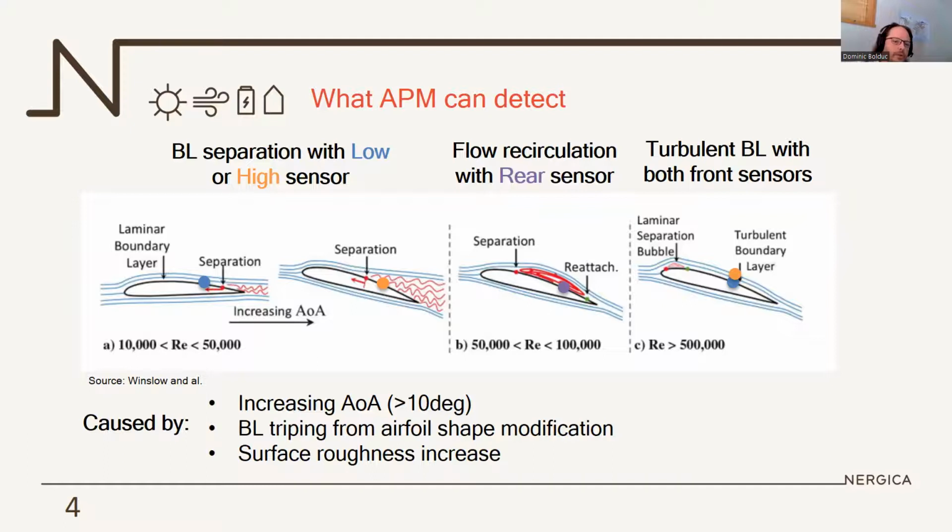For sure, it can be caused by increasing angle of attack, but it can also be caused by the tripping of the airflow because of shape modification caused by ice, or it could be linked to surface roughness like erosion, or also ice that is not changing the shape but is just giving a more bumpy surface.